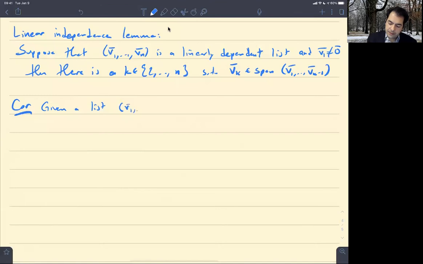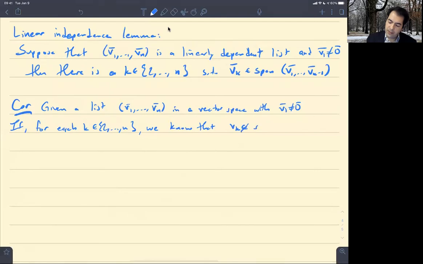Given a list in a vector space with the first vector not equal to 0, if for each k between 2 and n we know that vk is not in the span of the previous ones, then the set is linearly independent.